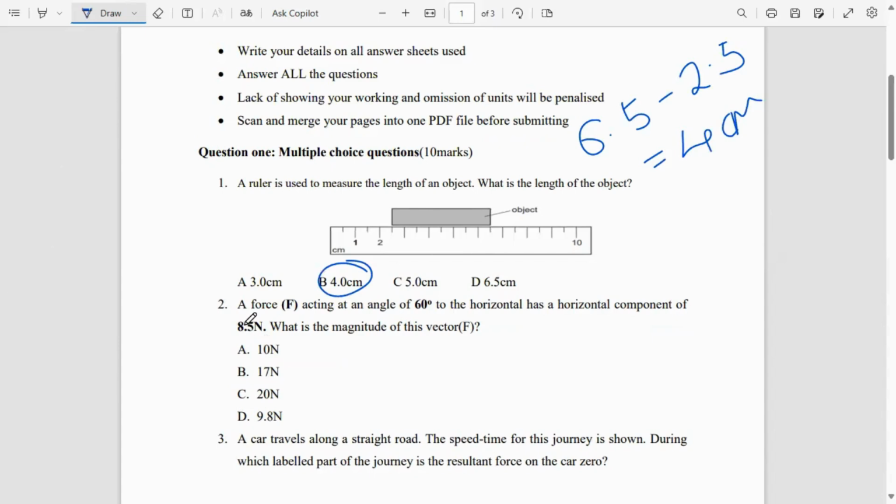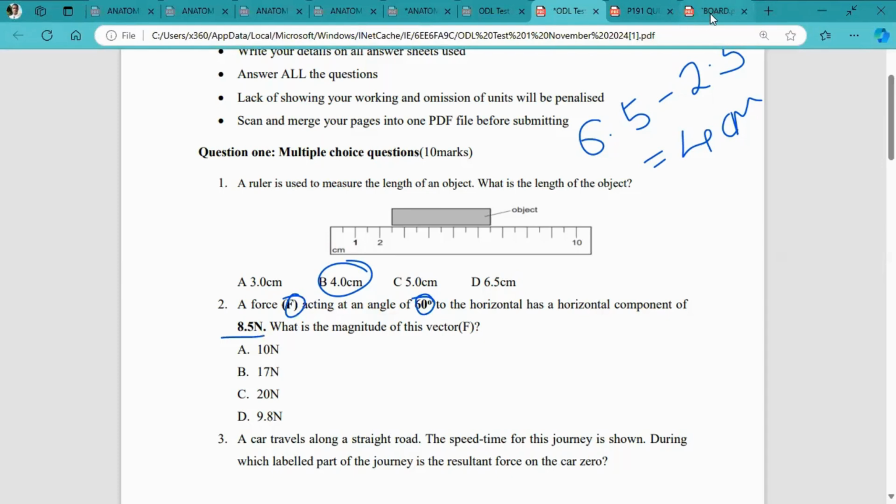Question 2 is saying a force F acting at an angle of 60 degrees to the horizontal has a horizontal component of 8.5 newtons. What is the magnitude of this force? So they've already given us the horizontal component, the x component of this force F, and they've given us to say the horizontal component is this one, which means that is our x component, and the angle, the direction from the positive x-axis, that is 60 degrees. So they're asking us to find the magnitude of this force F.